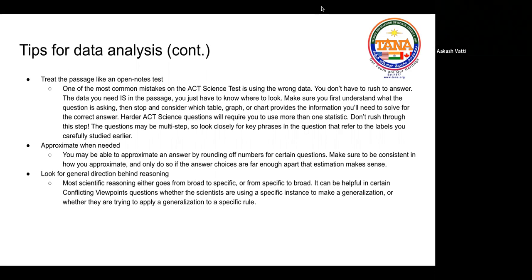Look for general direction behind reasoning. So most scientific reasoning goes either from broad to specific or specific to broad. And it can be helpful in certain conflicting viewpoints questions, whether the scientists are using a specific instance to make a generalization, or whether they're trying to apply a generalization to a specific rule.